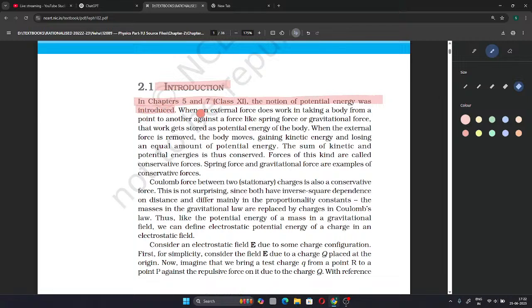What is potential energy? We saw in class 11 itself, in both the work, energy, power and gravitation chapters, when an external force does work in taking a body from one point to another against a force like spring force or gravitational force, the work gets stored as potential energy of the body. When any work is done against a force, that work will be stored in the body as potential energy.